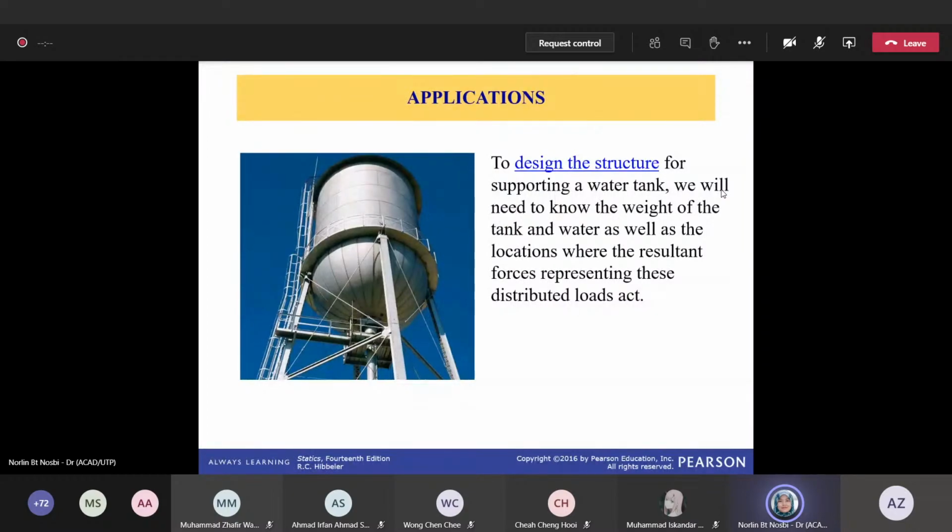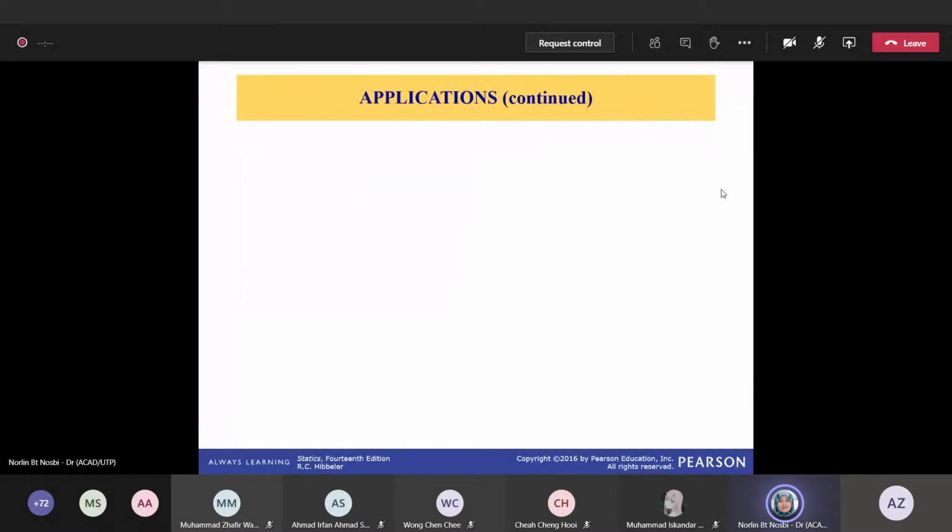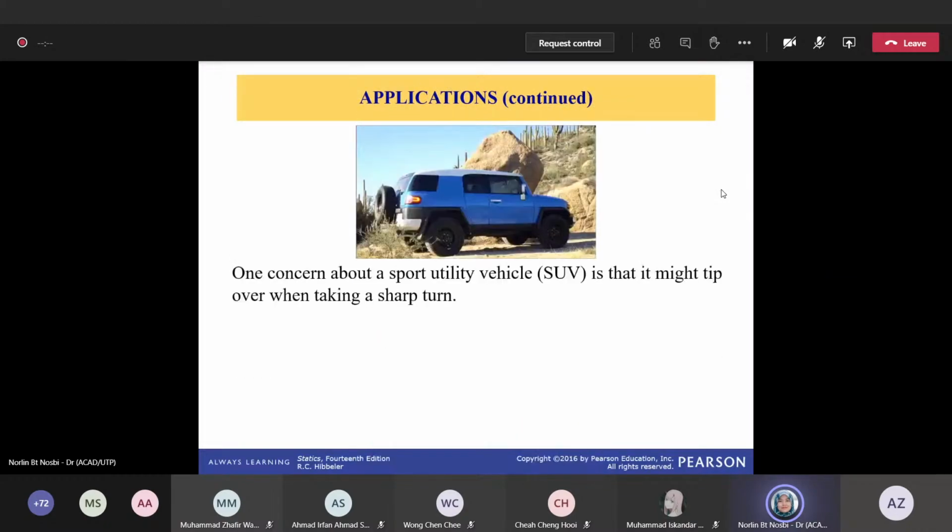Another application is this SUV. How can you make this SUV stable without tipping over when you try to make a sharp turn to the left or to the right? So how do you make it a stable car? You need to find the centroid point, and then you need to find the center of mass. Of course, you have to find the center of gravity as well.